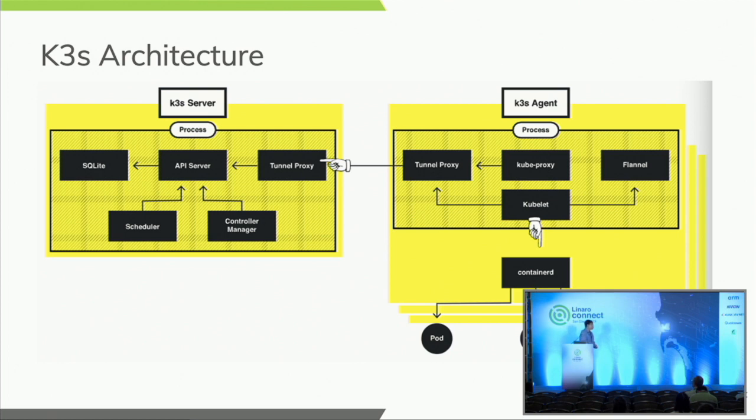So here is a very simple K3s architecture, just the same as Kubernetes. The only difference is the container runtime. We use Kubernetes to talk to containerd instead of the remote Docker runtime, and they also have an internal proxy to talk with the tunnel instead of talking with etcd. Besides this, the other processes, like the scheduler and the controller manager, are all the same.